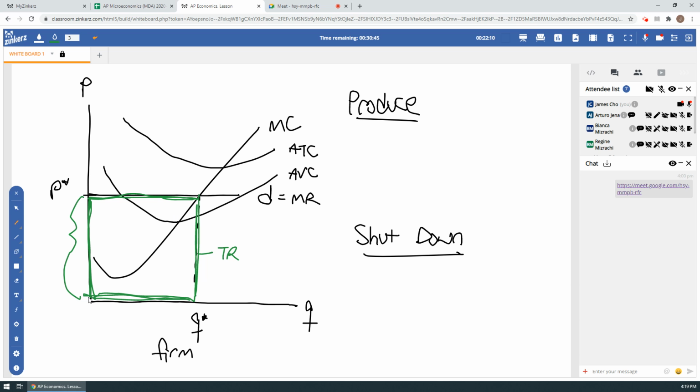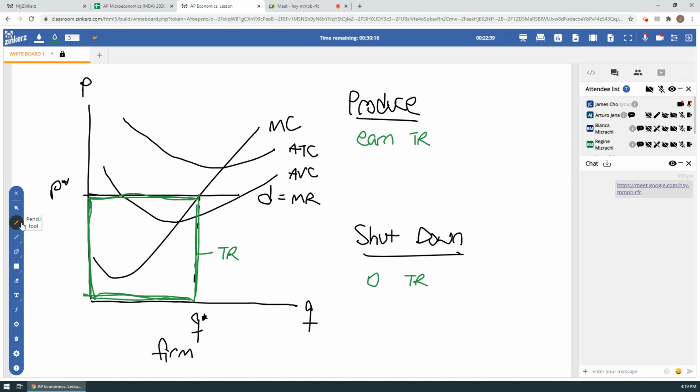What's this amount here? Total revenue. No, what is this distance here? Price. What is this distance here? The quantity. Yeah, that's why if we multiply those together, we get the area of that rectangle, and that's going to be total revenue. So if I produce, I am earning that green box of total revenue. Fantastic. If I shut down, I'm sorry to say, I have zero total revenue. I'm not producing anything at all.